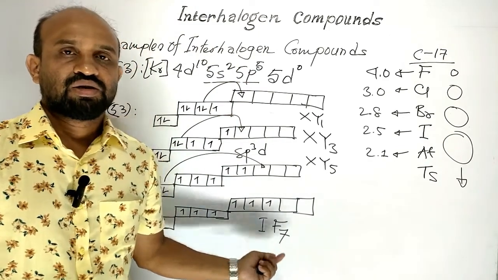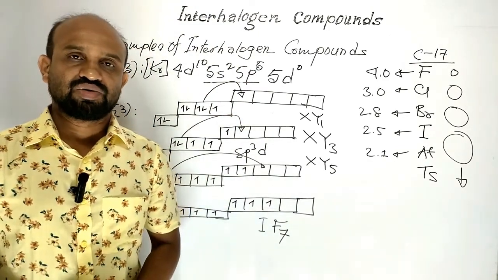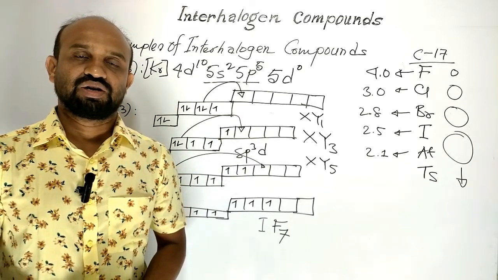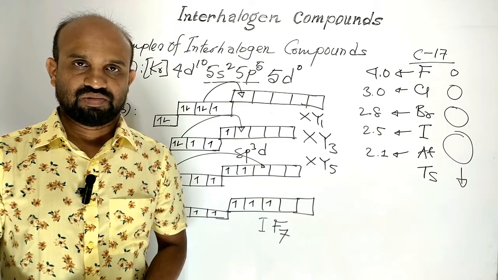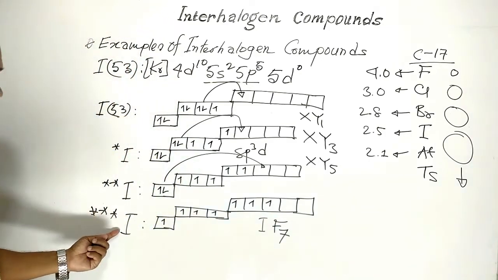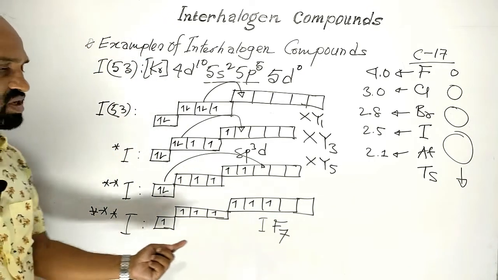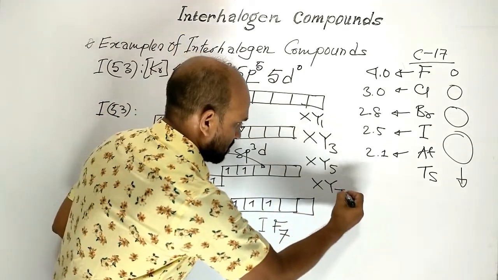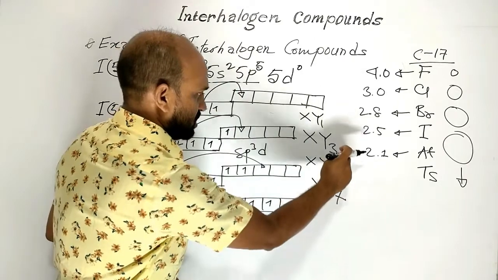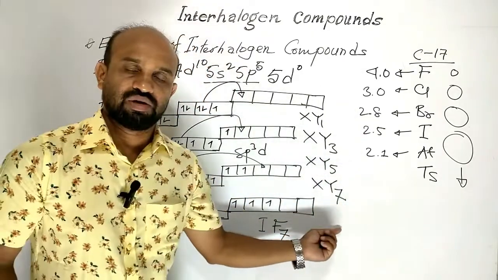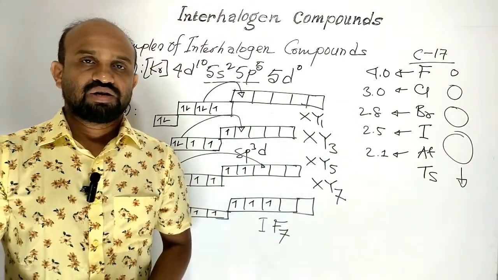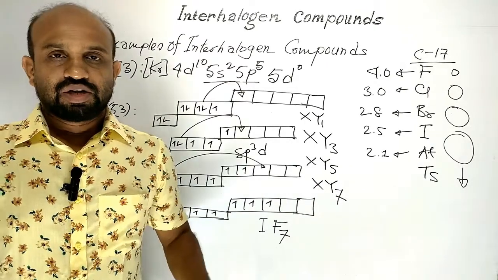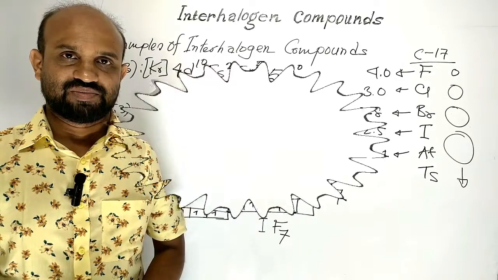That is, the odd number is related to unpaired electrons in the outermost shell of the less electronegative atom. In this case, this is iodine. So this is the reason for the odd numbers 1, 3, 5 and 7. This is the way interhalogen compounds are formed. Let's move on to the next point.